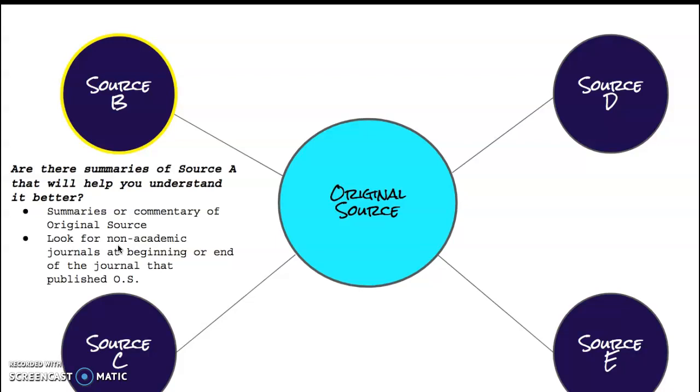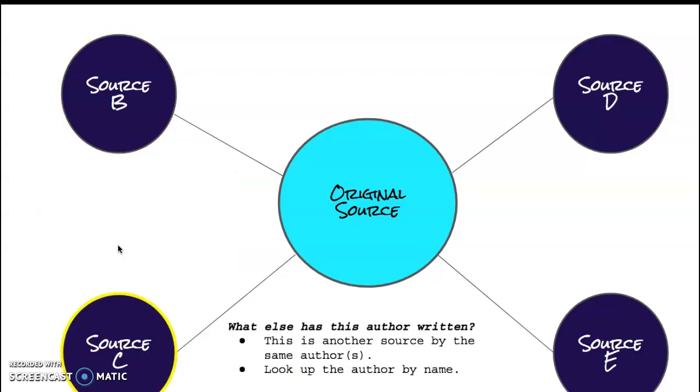My second that I would recommend to you off of this original source is, what else has this particular author written, right? So this is another source by the same author or authors as your original source, right? So this might be another primary article. It might be a book that they've written. It might be an opinion article that they have. Look up the author by name, and you can do that in EBSCO. You can do that through Google.